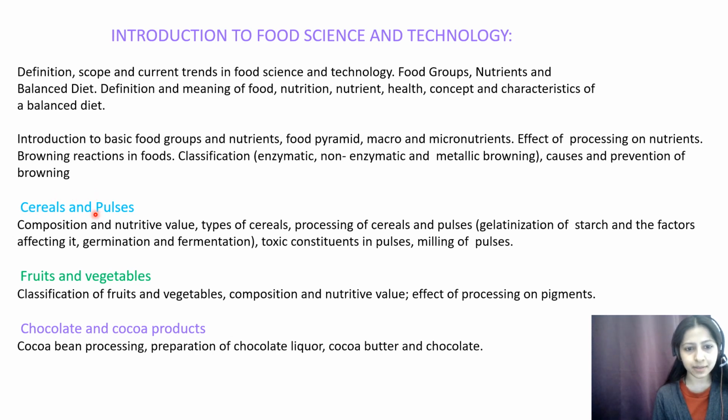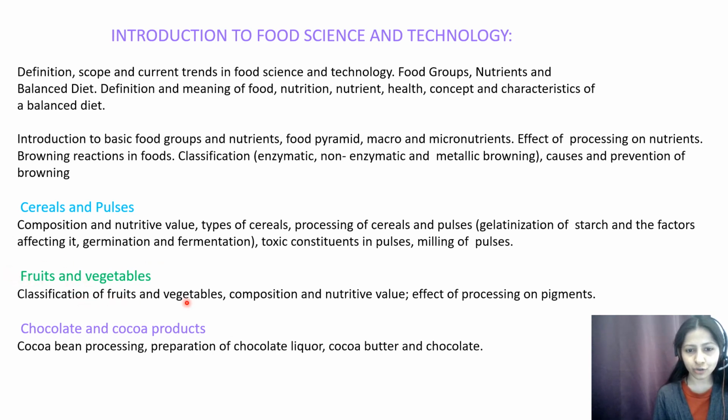Next, cereals and pulses. So compositions, nutritive types of cereals, their types, their milling processes. What are the equipments which are needed in the milling? The toxic constituents of the milling. This is important. Gelatinization, retrogradation, germination, fermentation part. This is important.